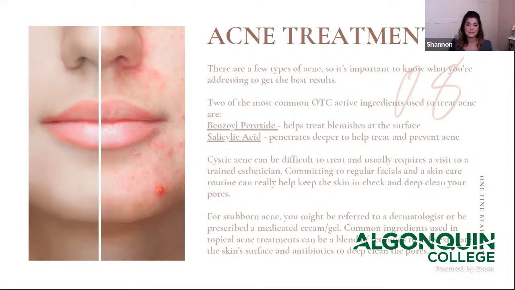And then salicylic acid, this is something you can consistently use to keep your skin looking clear, because this is your beta hydroxy acid, sorry. So it's going to penetrate deeper, and it's going to help treat and prevent. Cystic acne can be really difficult.